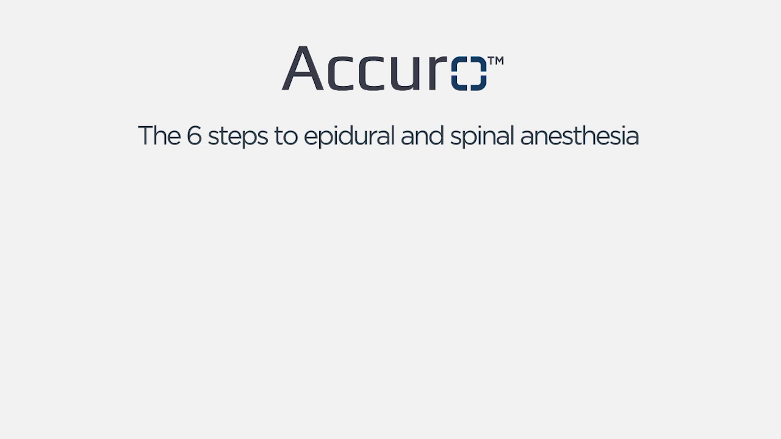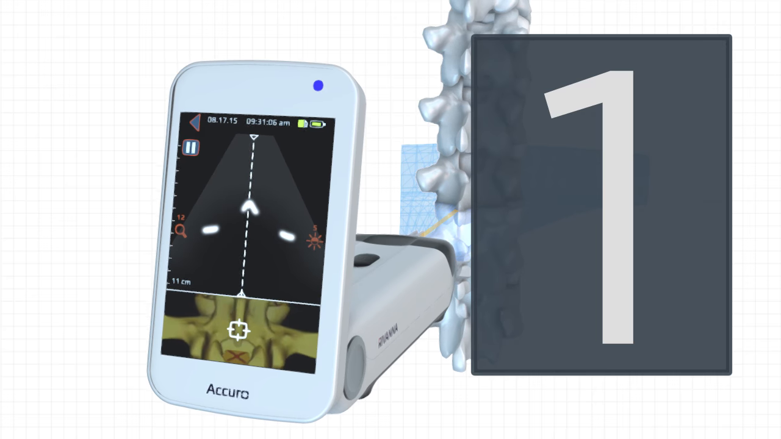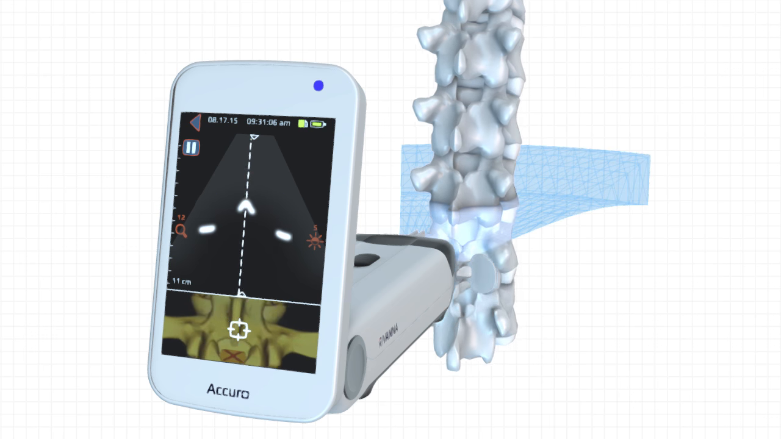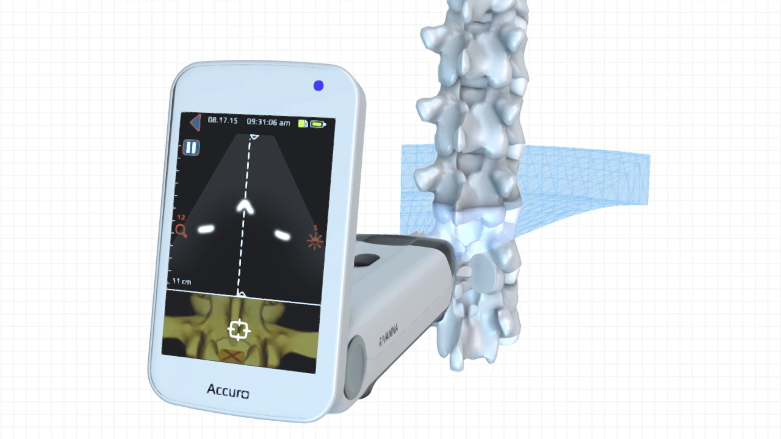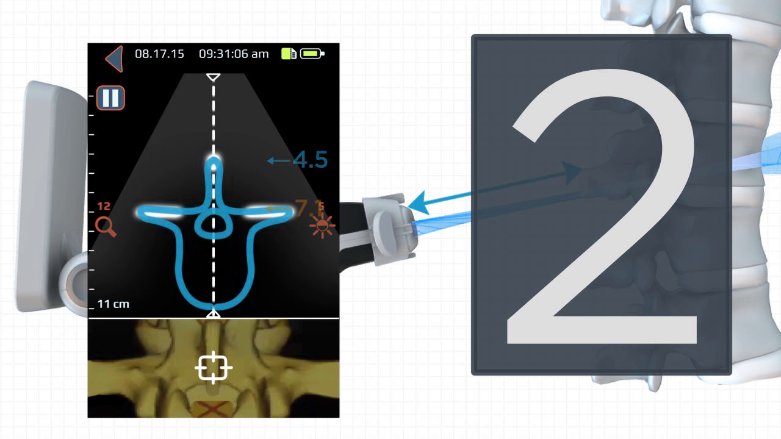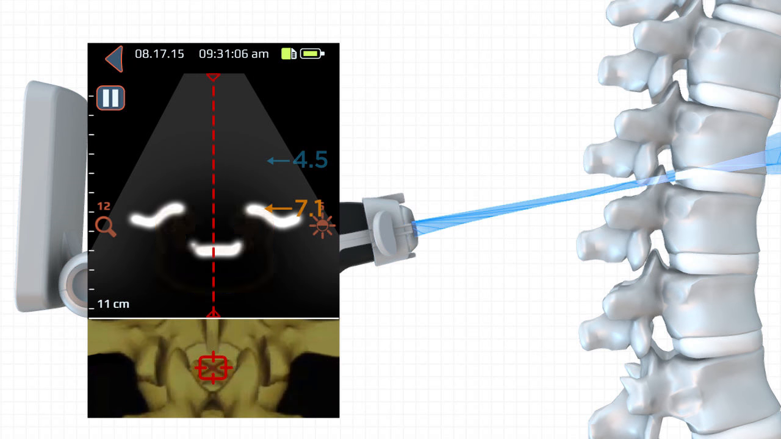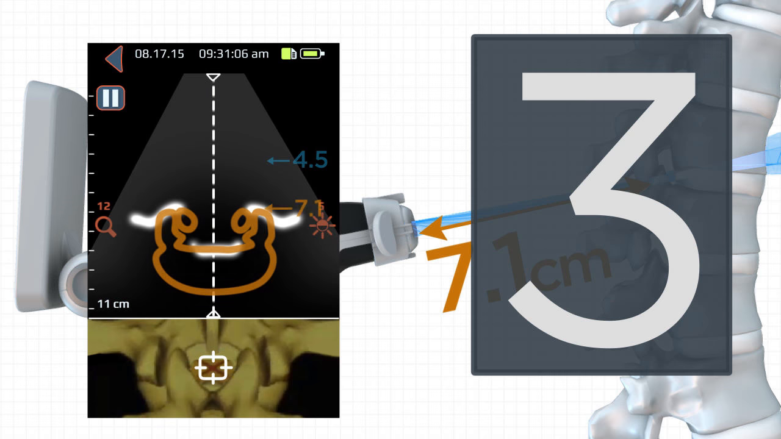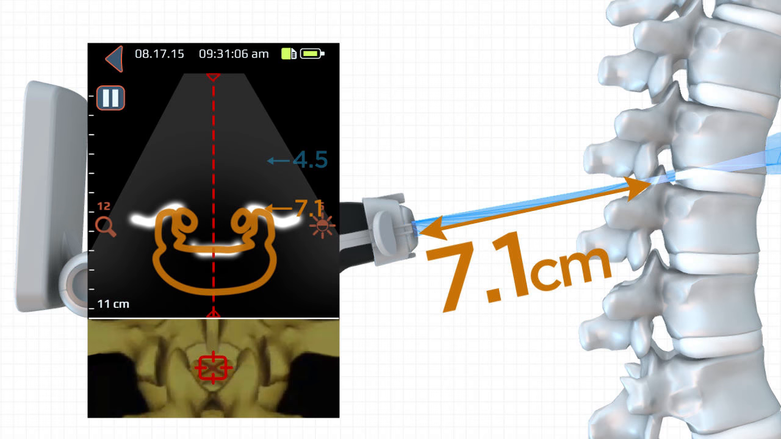To summarize, there are 6 steps for using the Accuro to assist with epidural or spinal anesthesia placement. First, identify the spine midline and center the midline indicator in the middle of the screen. Second, while maintaining midline, scan along the spine to identify the desired interlaminar space. Third, take note of the depth of the epidural space indicated with the orange depth reading.